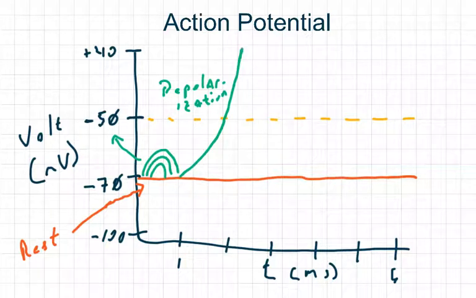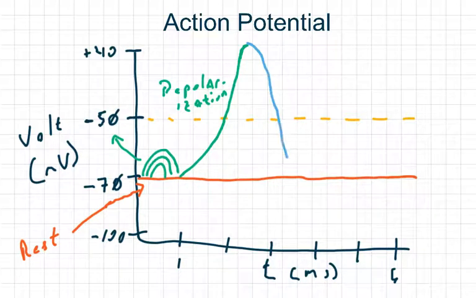Once it reaches the apex at 40 millivolts, it will start going through the process of repolarization. And we're going to make this here in light blue. And so what we mean by repolarization is the neuron is becoming negative again. Oops, I cannot spell. Let's respell this here.